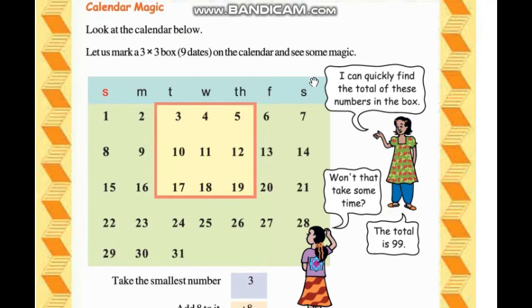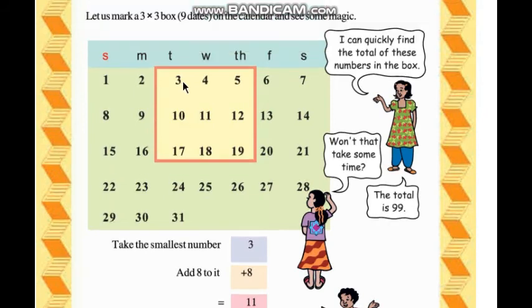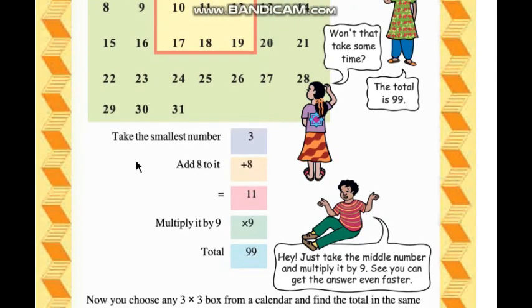Now let us move on to page number 107. Here, calendar magic. Look at the calendar below. Let us mark a 3 by 3 box. That means 9 dates on the calendar, and see some magic. I can quickly find the total of the numbers in the box. How? Let us see. Won't it take some time? The total is 99. If we add all the numbers, the total is 99. But we can quickly find the total of these numbers by this trick. That is why it is calendar magic.